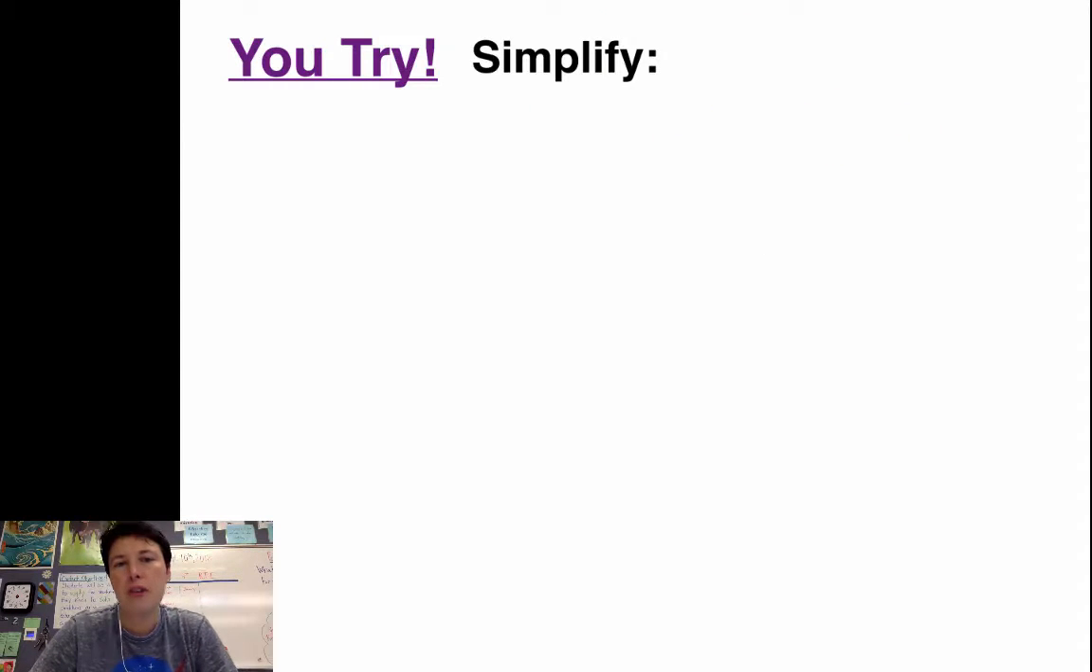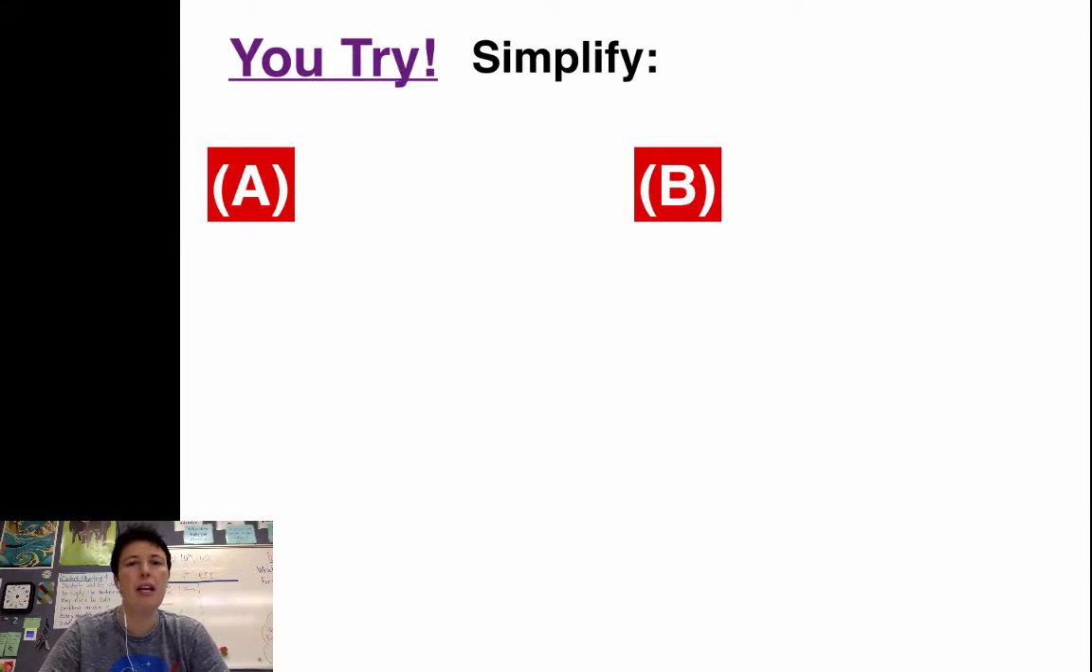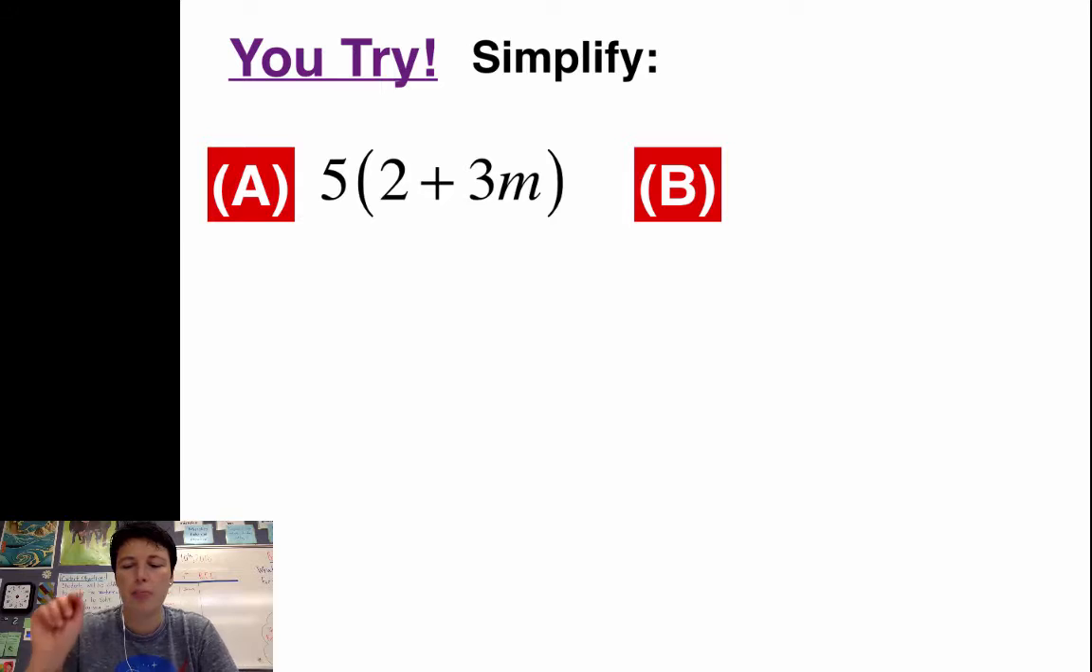So before we try solving for x, I want you to try a couple of problems. I'm going to see if you can do distributive property. So I'm going to give you a problem A and a problem B. And for A, here's what you have: 5(2 + 3m). Go ahead on your device and just pause it right now and see if you can simplify this on your own. Go ahead and try.